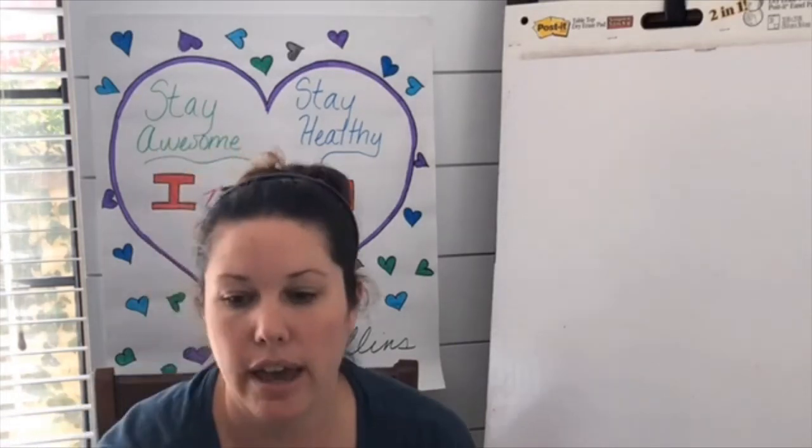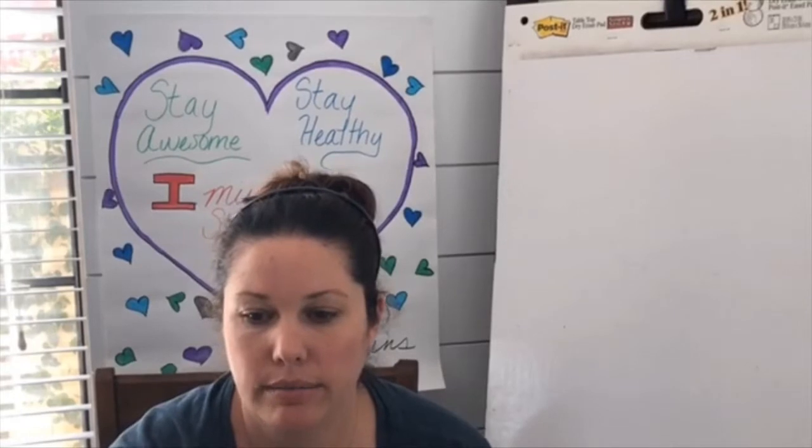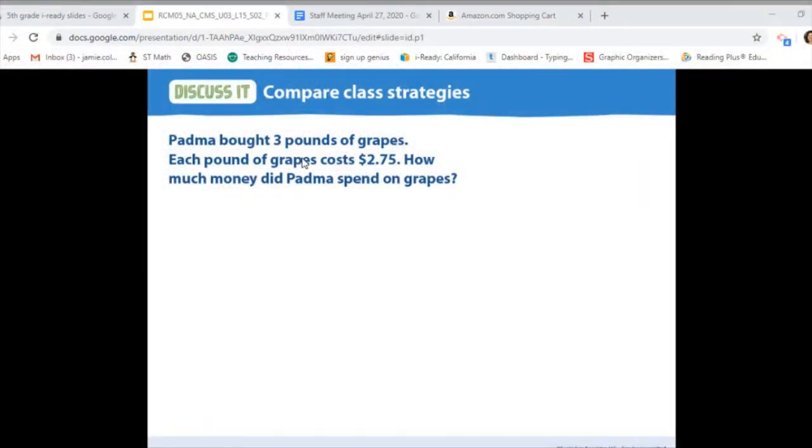So let's look at what we're going to be doing. So it says Padma bought 3 pounds of grapes. Each pound of grapes cost $2.75. How much money did Padma spend on the grapes? Okay, so we're multiplying, and we know that we're multiplying because it says how much money did Padma spend on grapes. So that means we're finding a total. And if we're finding a total, then that means we're either adding or we're multiplying. So we're going to multiply 3 times $2.75.